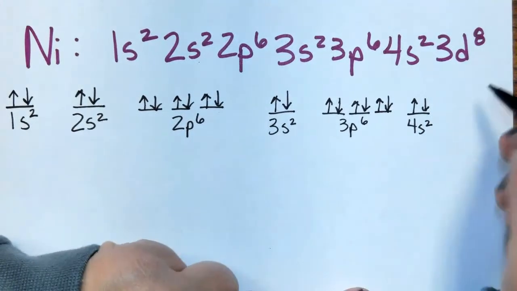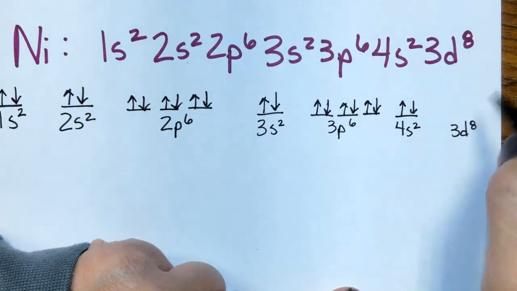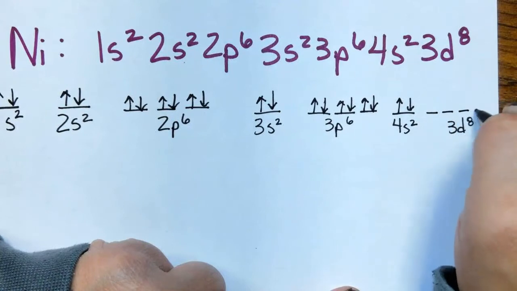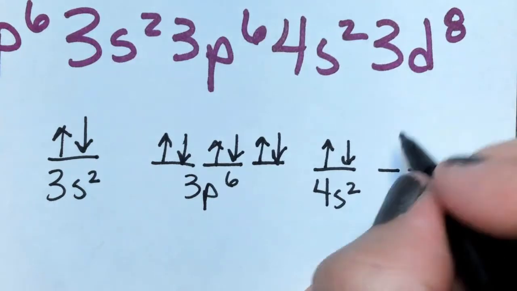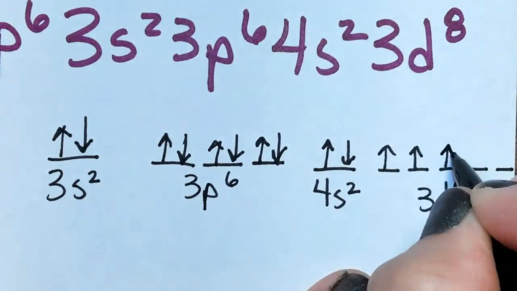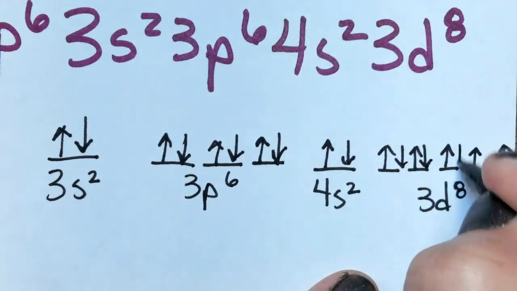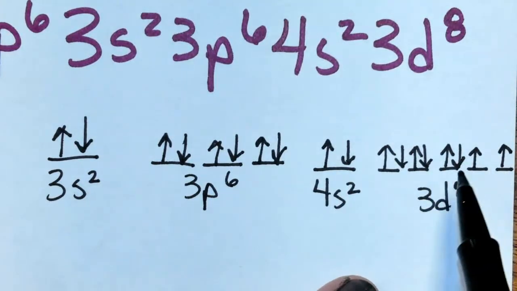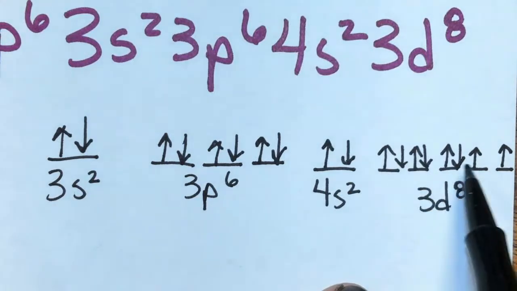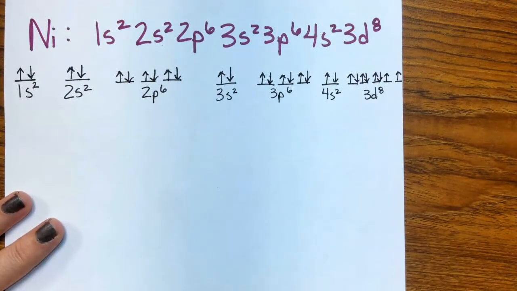Finally, we have 3d8. I'll write it here, and I'll try to squeeze it in. D sublevels have 1, 2, 3, 4, 5 orbitals. When we put our electrons in these 5 orbitals, it's going to be up arrows first. So 1, 2, 3, 4, 5. We need 8, so we have 5, 6, 7, 8. So it's going to be pair, pair, pair, and then single, single. We are following Hund's rule: singles in orbitals first before you start pairing them off. And this is the orbital notation for nickel.